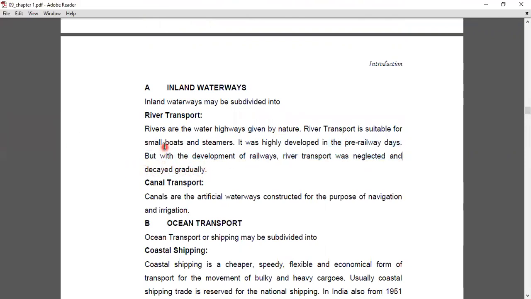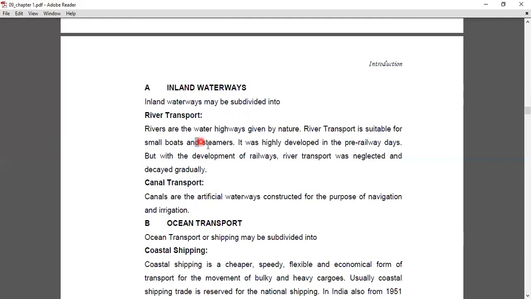River transportation was used in the pre-railway days, when the railway system was just in the planning phase. But with the development of the railway, river transport was neglected and decayed gradually. In India, river or inland transportation is not very useful. But in foreign countries, canal and river transportation are used, though over time they are slowly decaying.